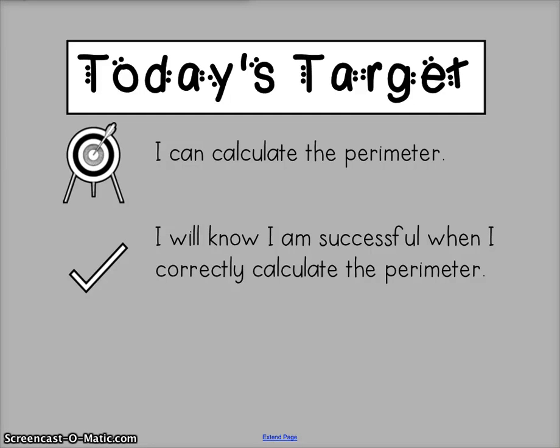Hello, third graders. Today we are going to be calculating the perimeter again, and you will know you are successful when you can correctly calculate it. Also today we are going to be given some perimeter problems where the perimeter is given to us, but some of the side lengths aren't, so we're going to have to be problem solvers to figure out what those side lengths are. And then we will finish off with some application problems. So make sure that you have your growth mindset with you today.